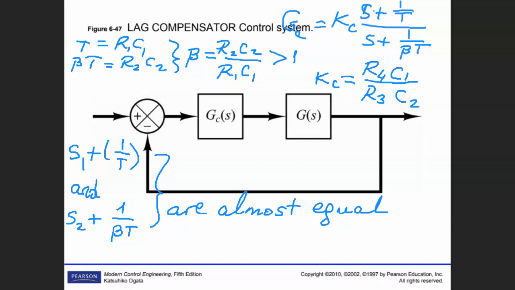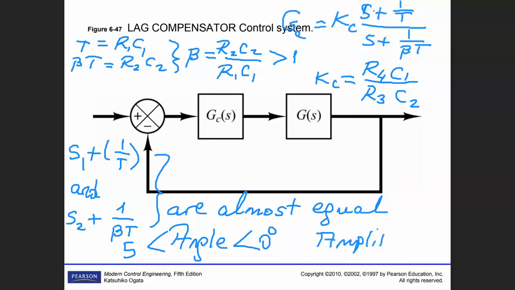That means the angle condition is approximately 0. Amplitude is equal to Kc. That means your amplitude is going to be Kc, and the angle should be as low as possible. We cannot do this without an example, but I will give one more slide.